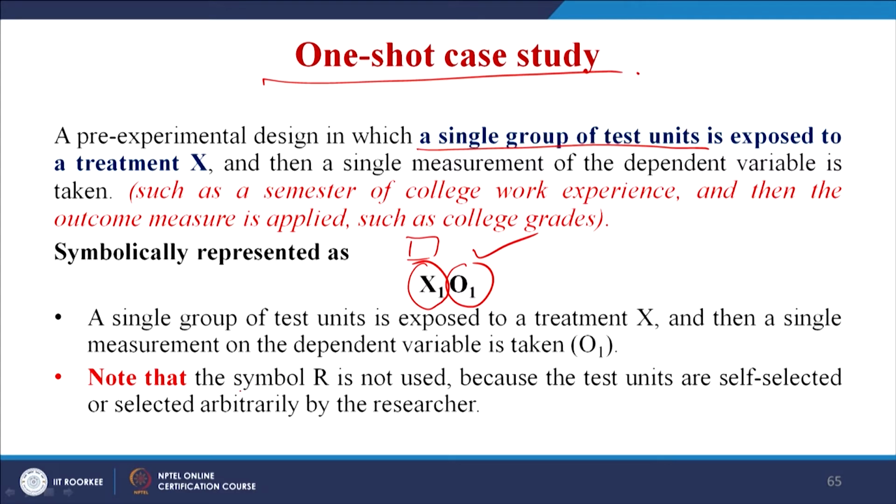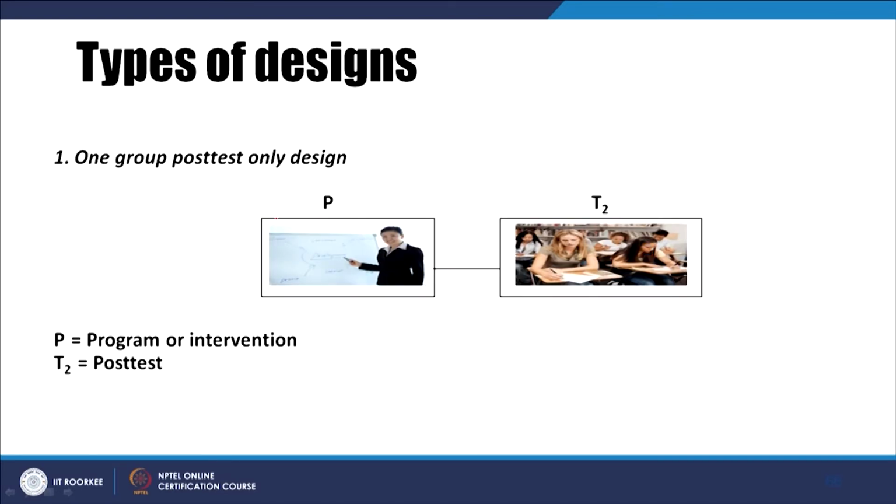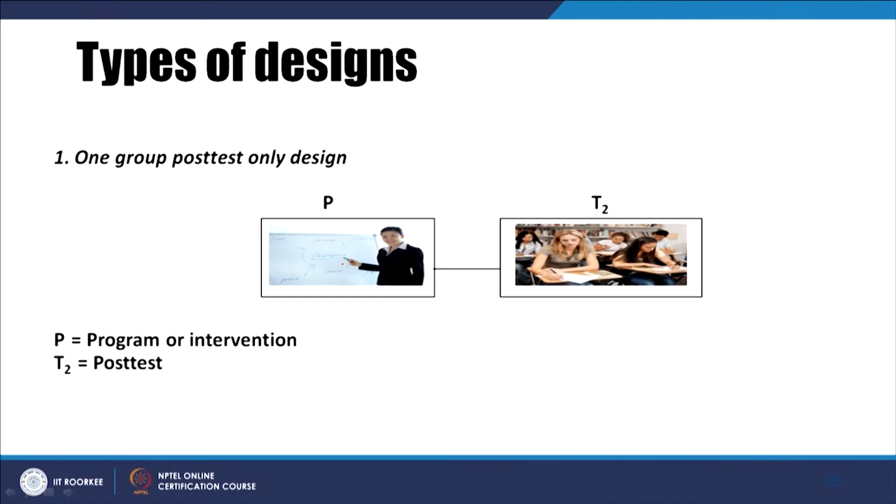Now, you see the symbol R is not used, obviously, because the test units are self selected or selected arbitrarily by the researcher. So these test units have not been selected randomly, so there is no randomization here. Now look at this: a tutor is teaching something, and after the teaching treatment, how this group was selected, we do not know. Had it been randomly selected, we do not know. So it could be a biased selection also. Maybe this group is already a good group, that means they are already good in studies. If we say that the score they get is good, and we say that it is because of the tutor's teaching method, then it might not be correct. Had it been selected on a random basis, we could have claimed that yes, the teacher's teaching method has worked.